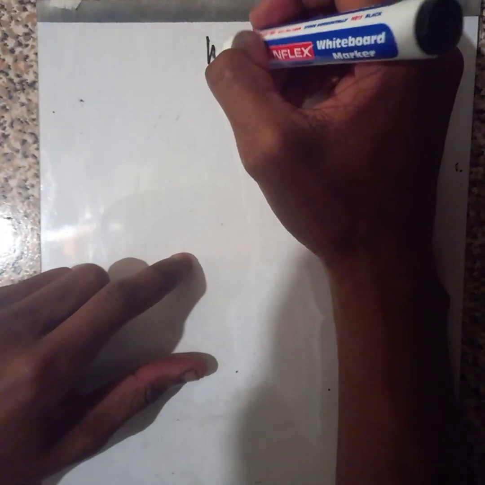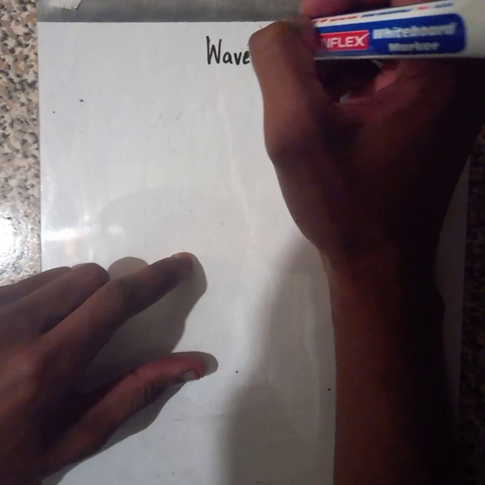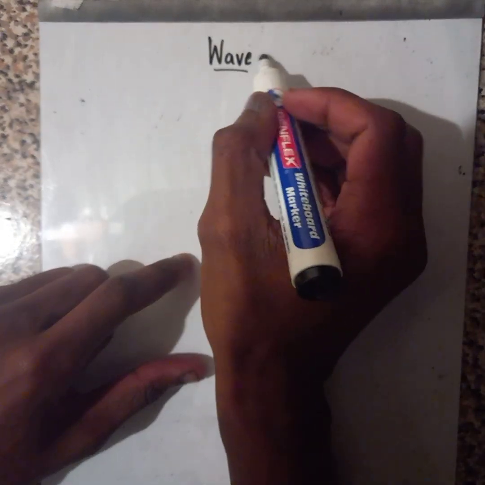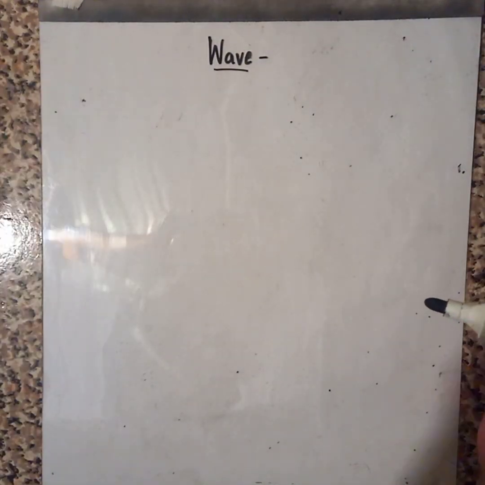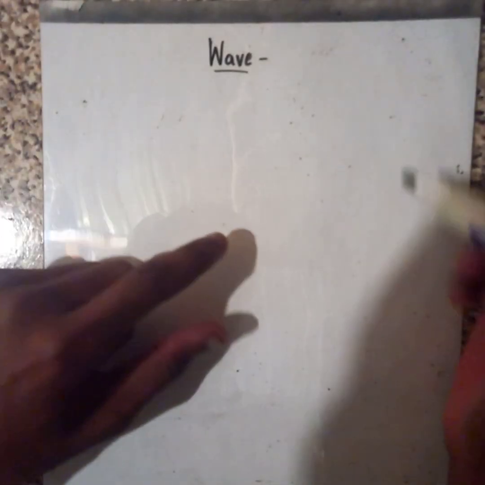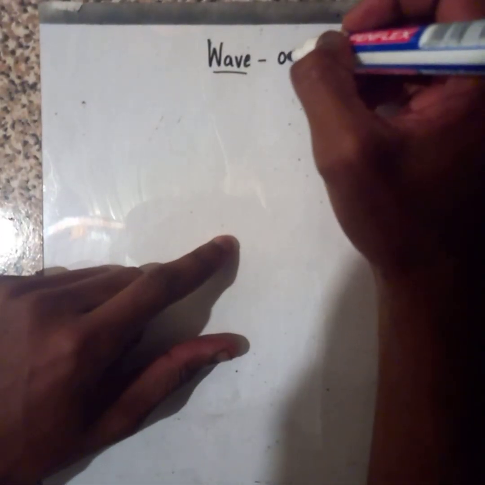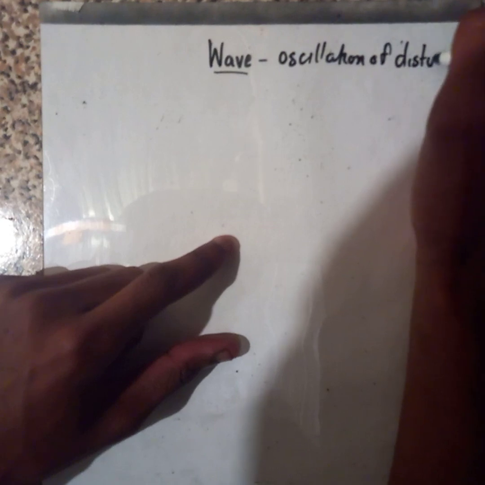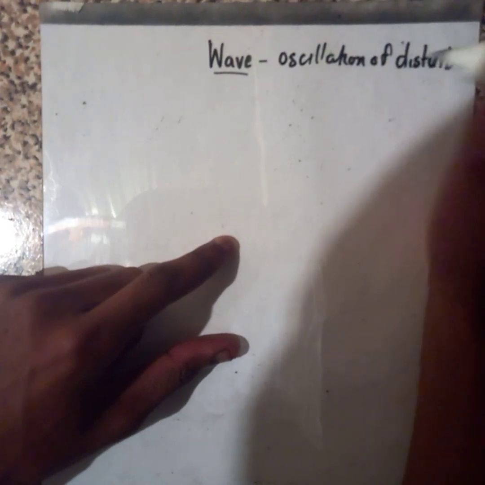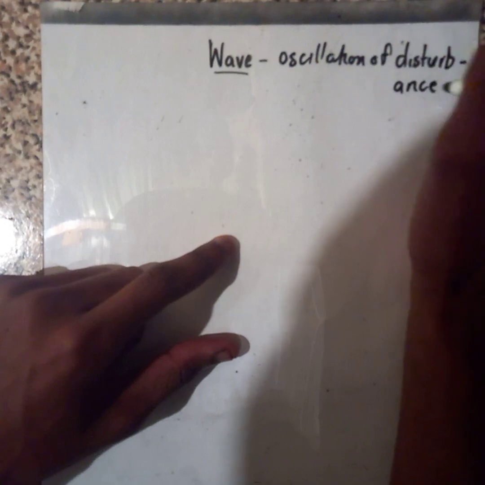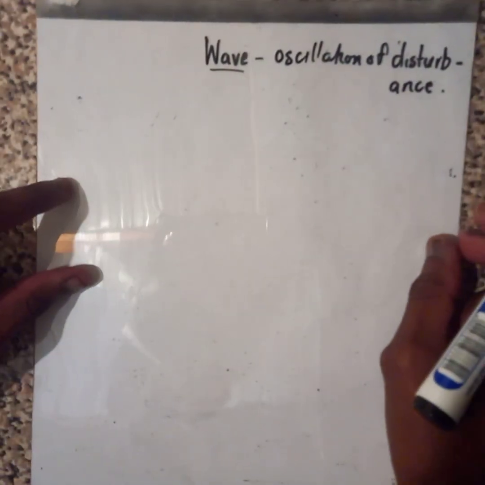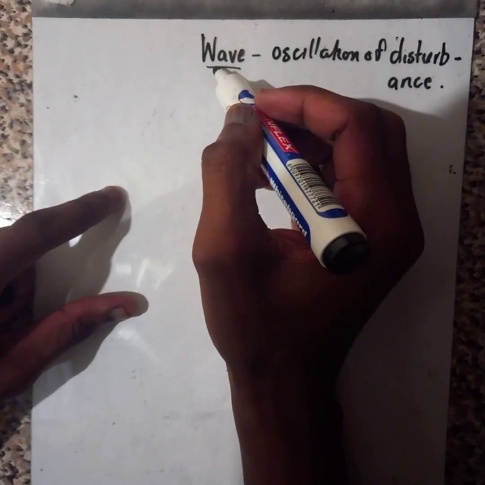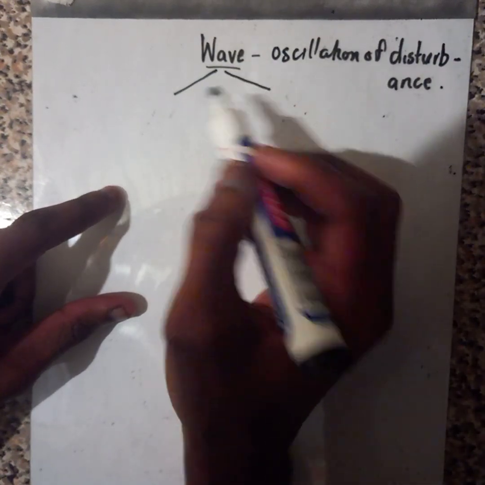Today we are going to do the new concept of waves. What do we mean by the term wave? It's a change of disturbance, or the oscillation of disturbance. That's a simple definition of a wave.